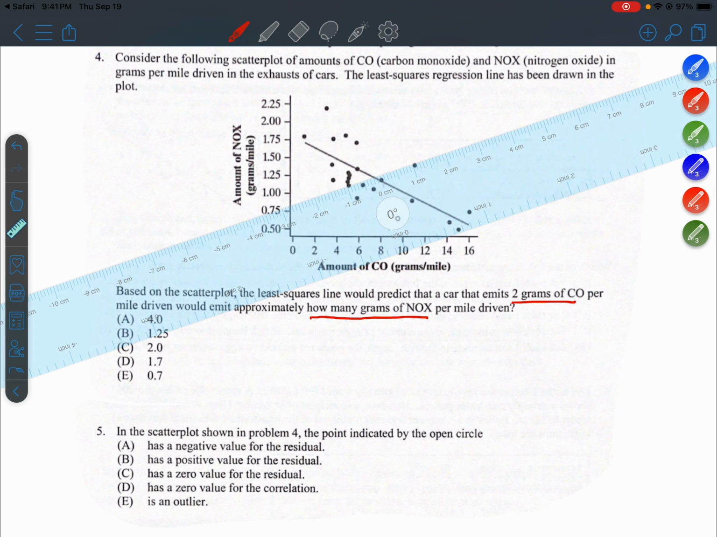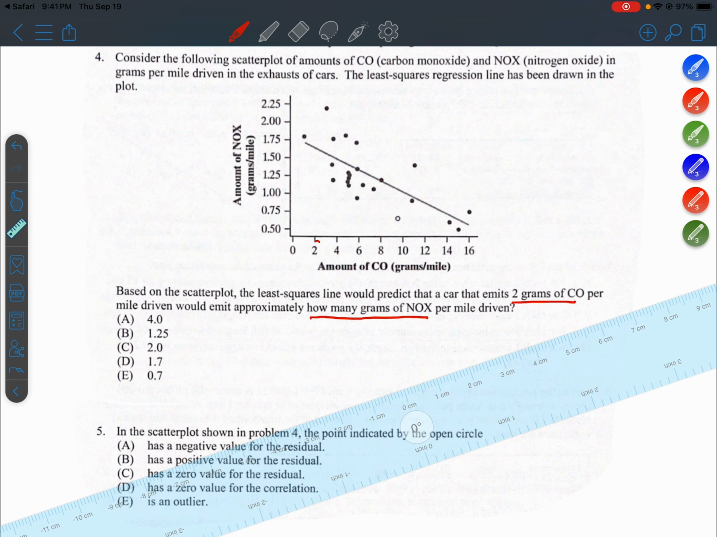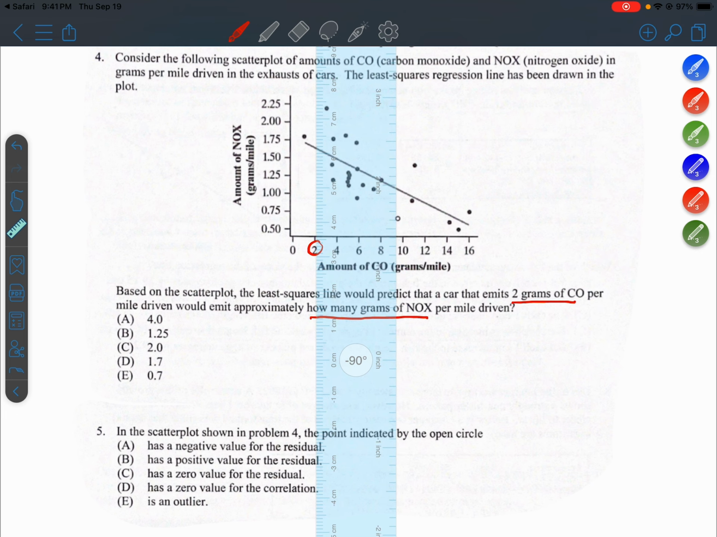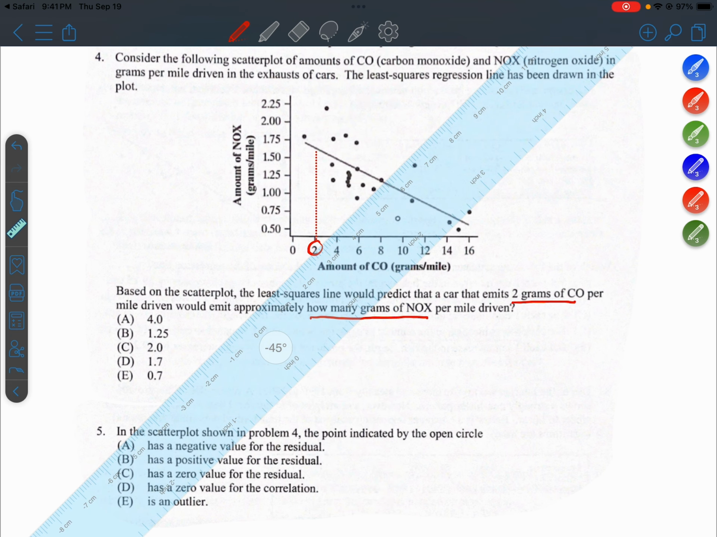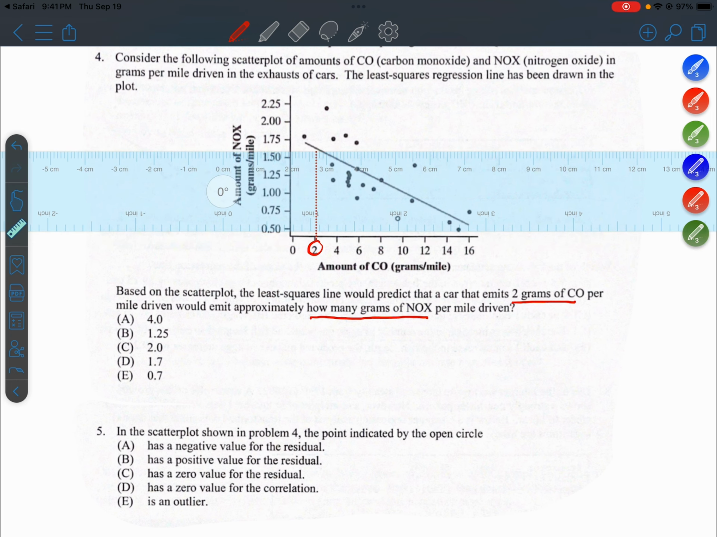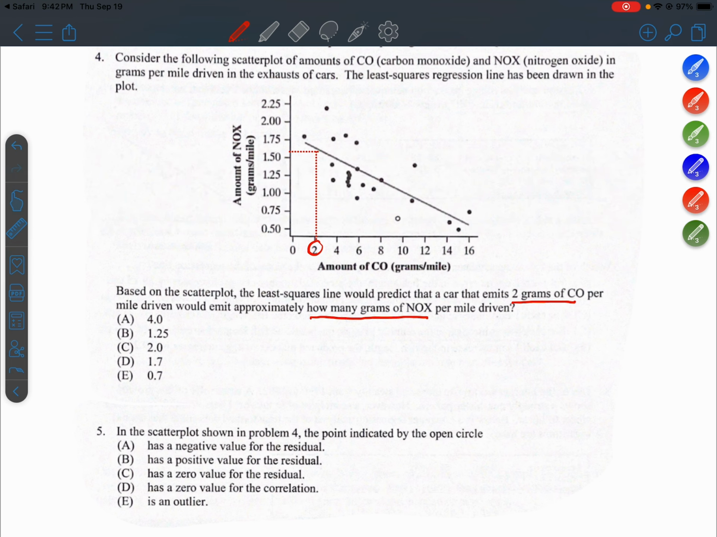Okay, so 2 grams of carbon monoxide is right here. Now since we don't have an equation, we're just going to use the least squares regression line to eyeball or estimate the predicted amount of nitrogen oxide. And it looks like it's going to be somewhere between 1.5 and 1.75. So let's go through the answer choices. A is too big, B is too small, C is too big, D looks reasonable, E is too small. So we'll go with D.